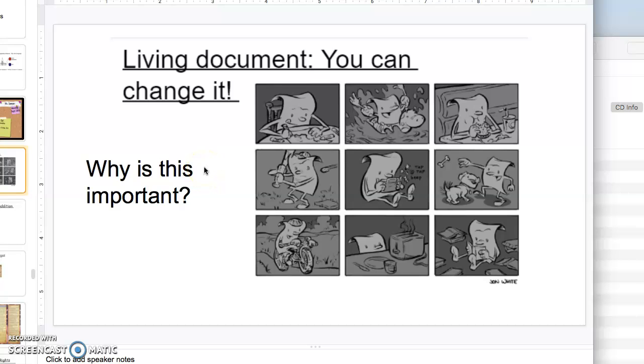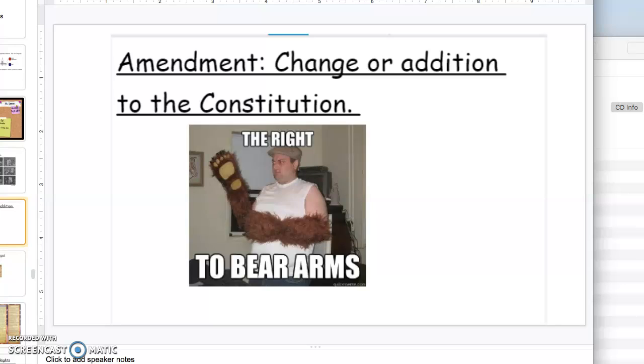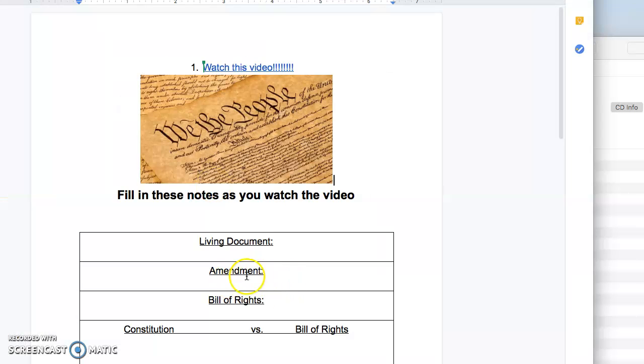The document may not be perfect. We want to add things. We want to take things away. And so it was important that we have things to change. However, it is extremely hard to change the Constitution to pass an amendment. And that's on purpose because you don't want to willy-nilly be able to change this very important document. But if it needs to be changed, it can change. And we call these changes amendments. So an amendment is a change or addition to the document. So you can put that in there.